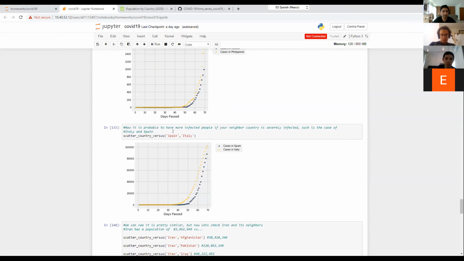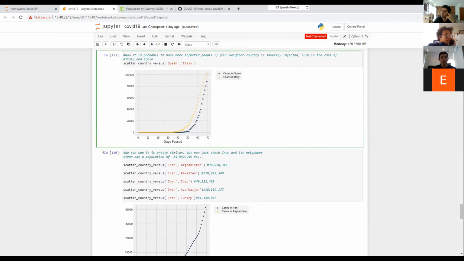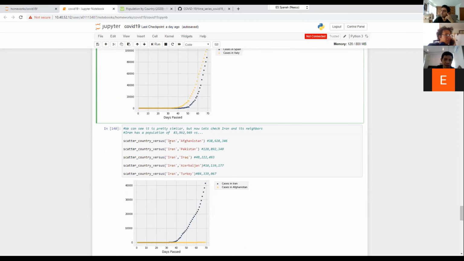Philippines, not so much. And then I said, okay, it is probable to have more infected people if your neighbor country is severely infected, such is the case of Italy and Spain. They are really close to each other, and they are infected, so we can see that they have similar graphs. But then I checked Iran. Iran is one of the countries with more confirmed cases up to now.